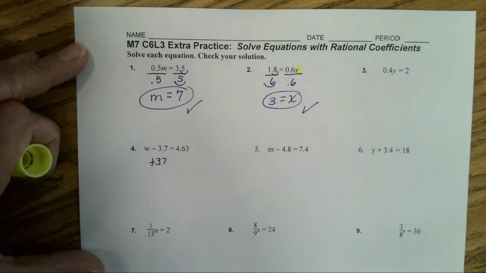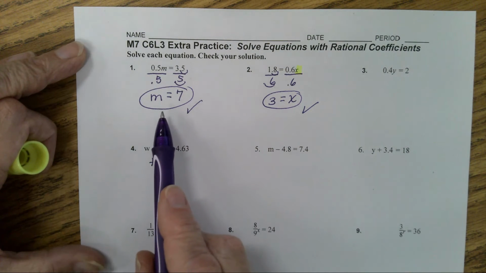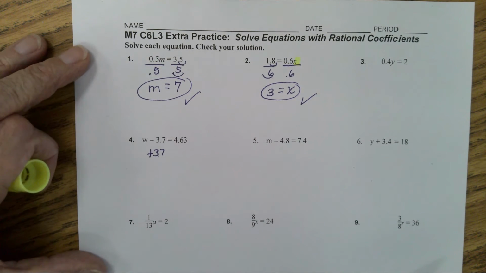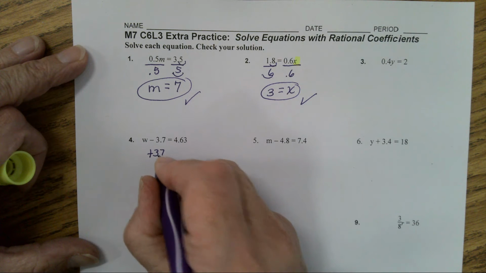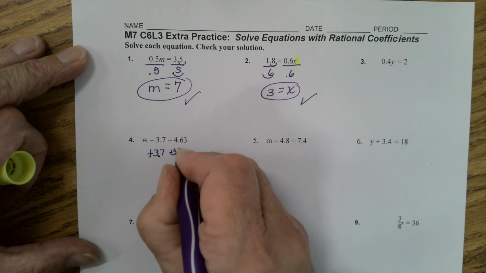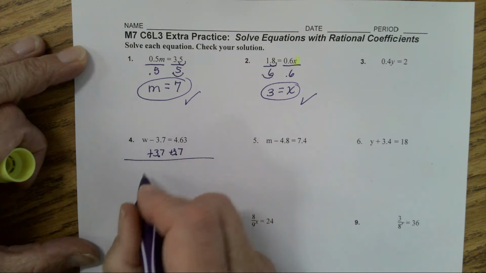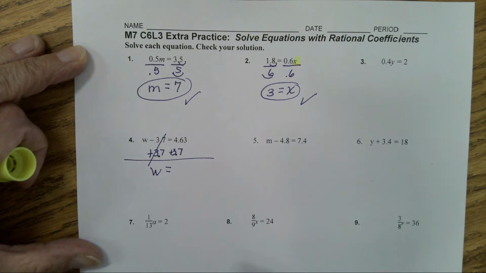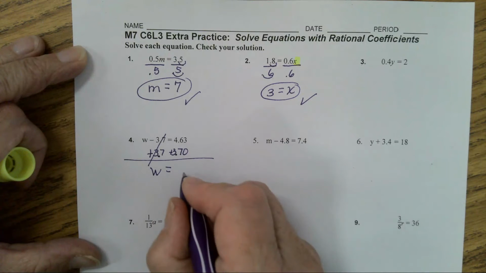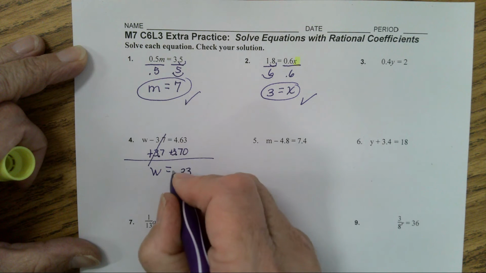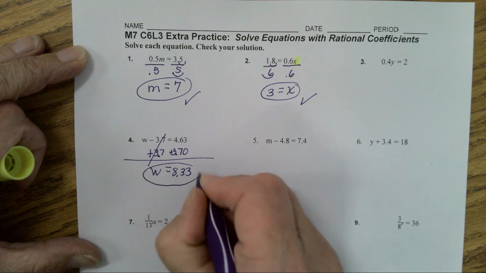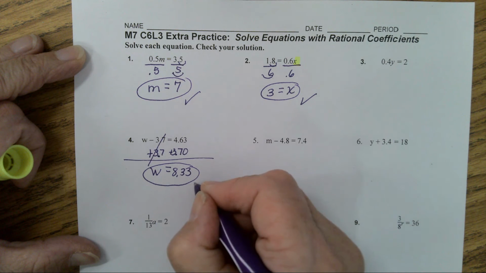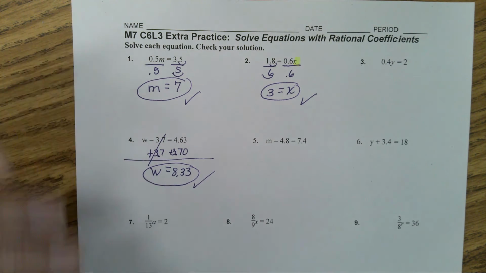Okay, so on our worksheet here, number 1, you should have m equals 7. Number 2, 3 equals x. And now we're going to do number 4. To undo subtracting 3 and 7/10, we add 3 and 7/10. Cancels. You'll do number 3 by yourself. I'm just doing one of each to make sure you know how to do them. 13, carry a 1, 8 and 33 hundredths. Well, 8 and 33 hundredths minus 3 and 7/10 equals 4 and 63 hundredths. Yes, it does.